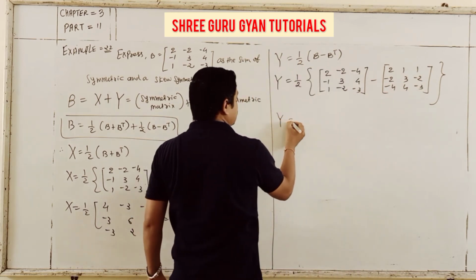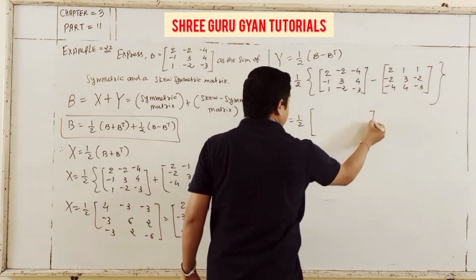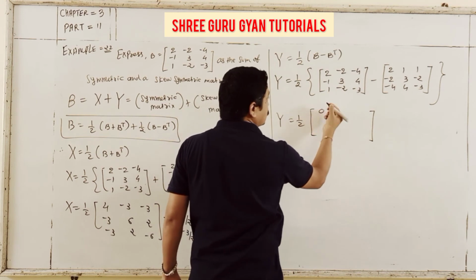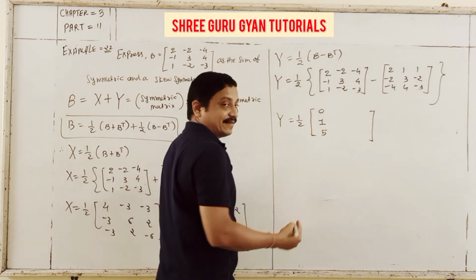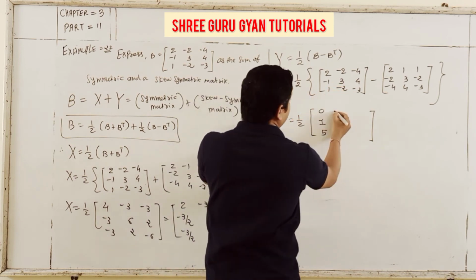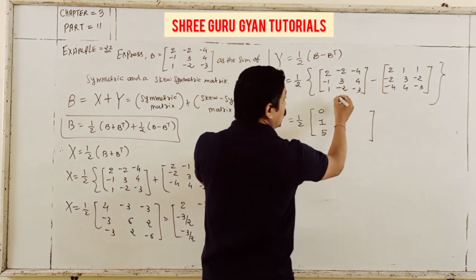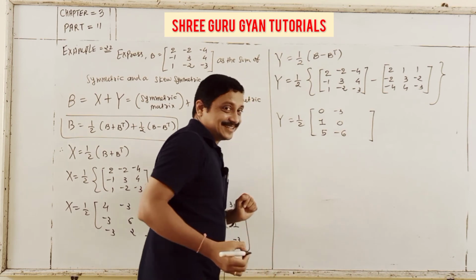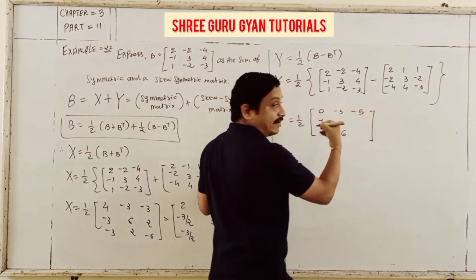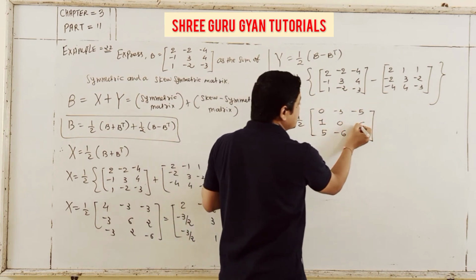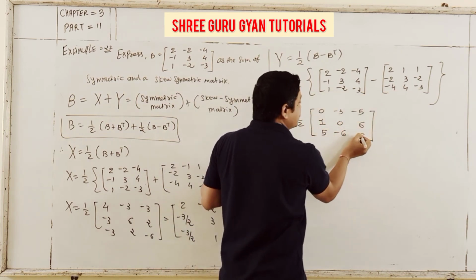Now start both subtractions. 2 minus 2 is 0, minus 1 plus 2 is 1, 1 plus 4 is 5. Next minus 2 minus 1 is minus 3, 3 minus 3 is 0, minus 2 minus 4 is minus 6, and the last element, minus 4 minus 1, will be minus 5. Next 4 plus 2 is 6 and minus 3 plus 3 is 0.